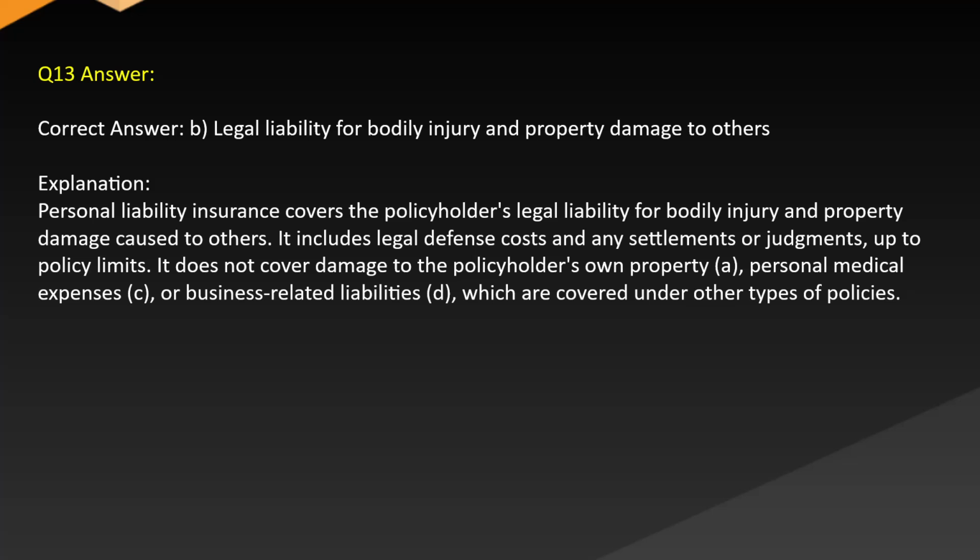Explanation: personal liability insurance covers the policyholder's legal liability for bodily injury and property damage caused to others. It includes legal defense costs and any settlements or judgments up to policy limits. It does not cover damage to the policyholder's own property, A, personal medical expenses, C, or business-related liabilities, D, which are covered under other types of policies.